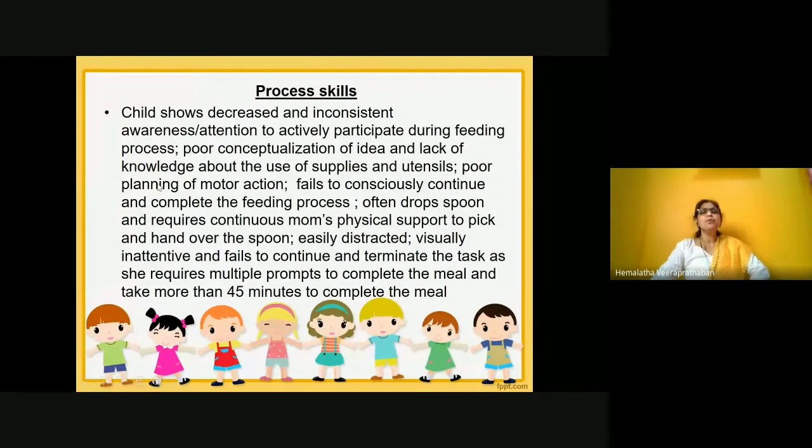So there is poor planning of motor actions, and she fails to consciously continue and complete the feeding process. Her conscious efforts are very low, she often drops spoons, which is also evidence of her level of consciousness. She's not consciously doing it. She doesn't have a drive to complete it because her attention is everywhere. She doesn't have the motivation to be successful. She isn't even aware that this is her role. That opportunity was less. She takes too long to complete the meals.